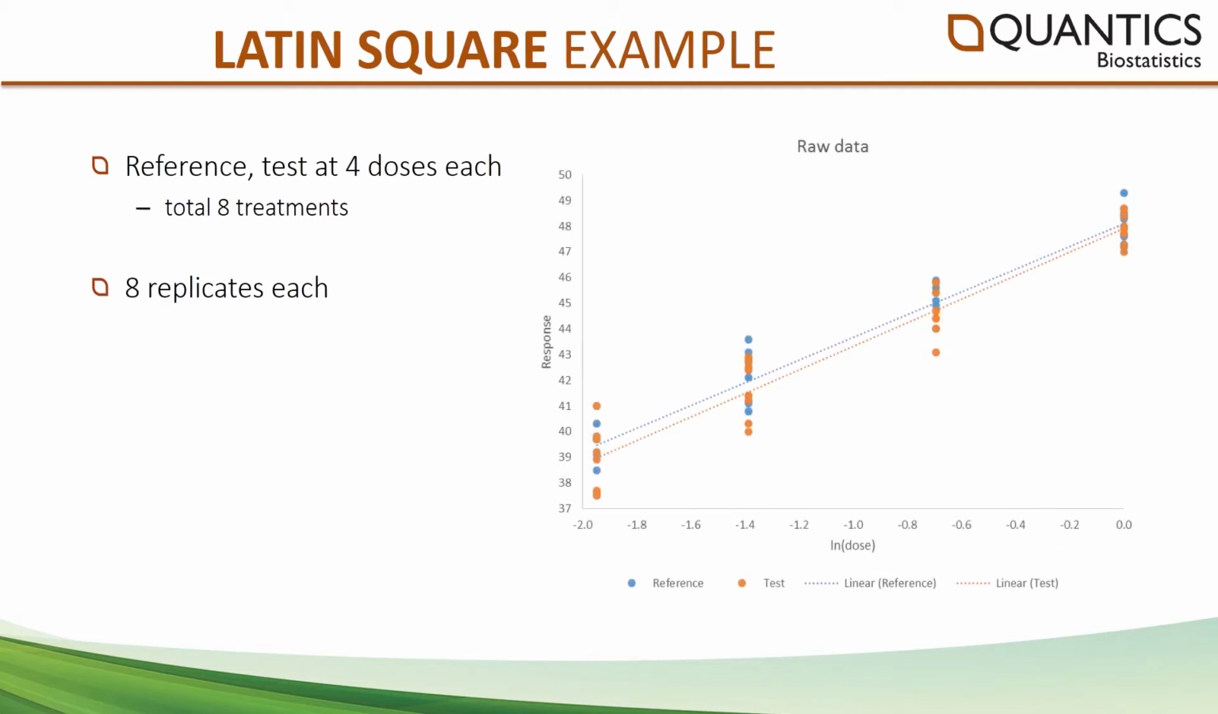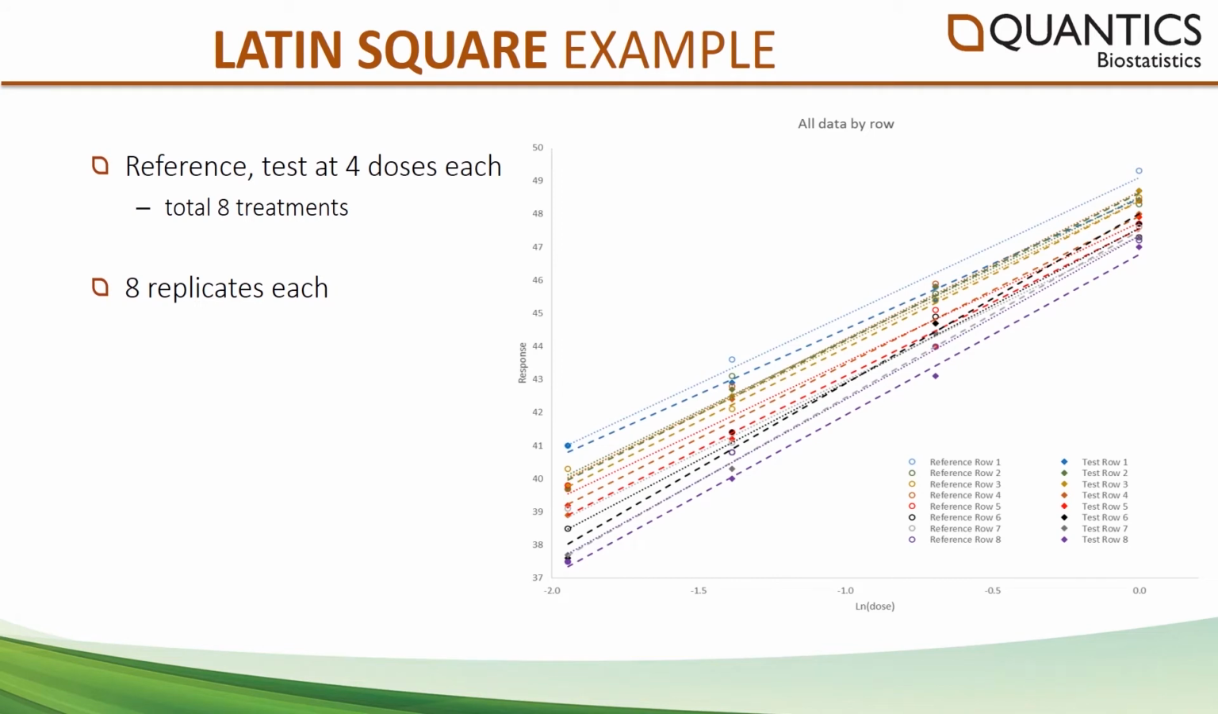So here we've illustrated the data in a slightly different way. We've ignored the rows and just simply coloured the reference in blue and the test in orange and fitted independent straight lines to those 2 samples. And here you can see that if you ignore the rows, this just simply looks like a relatively noisy assay. The dose response model is quite nice and linear, and they do look quite nice and parallel as well.